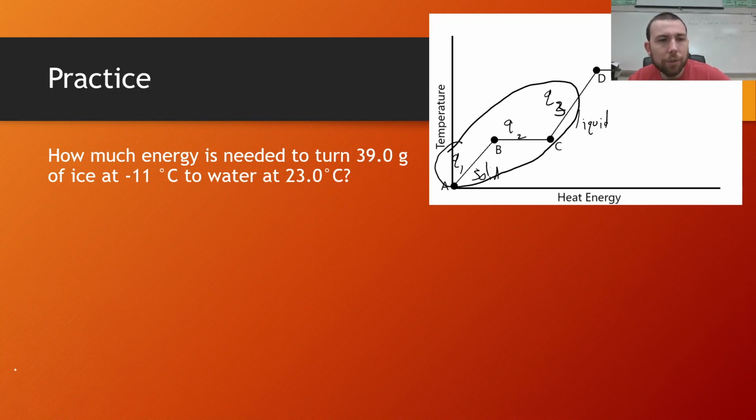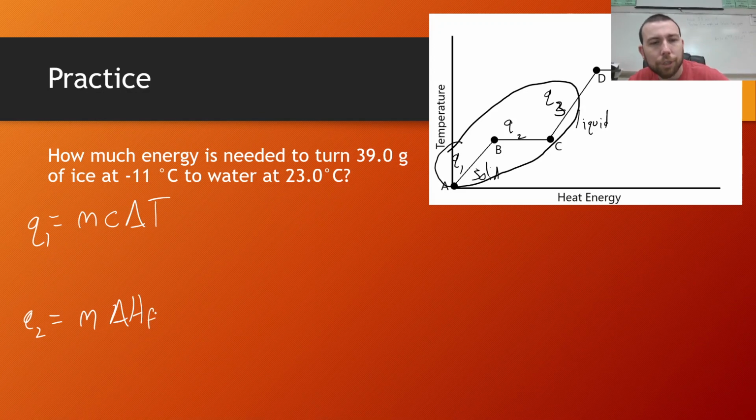Now, when we go to solve this, we're going to have Q equals MC delta T. That's Q1. Q2 is going to be Q equals M delta H fusion. And Q3 is going to be MC delta T. Right? And so if that's the case, we would need the specific heats of ice, of ice that's a solid.